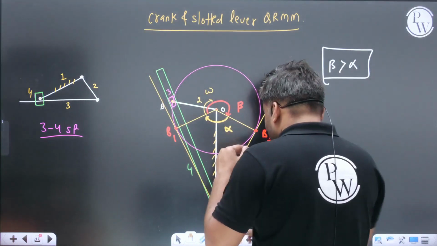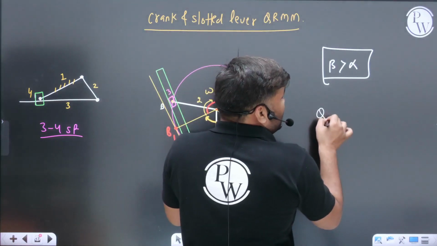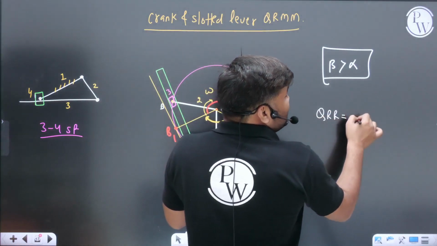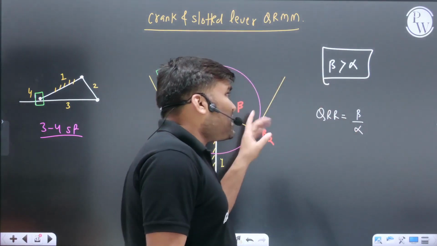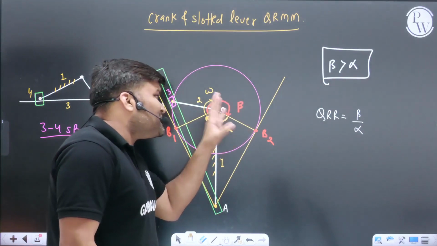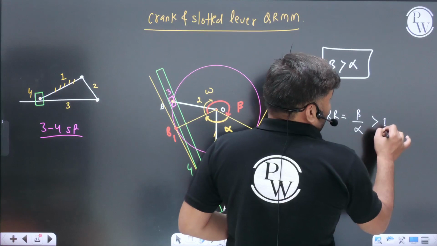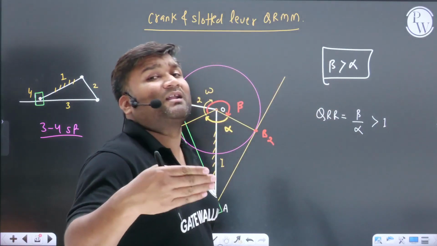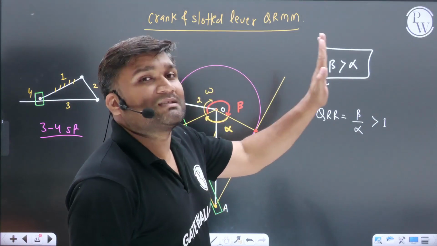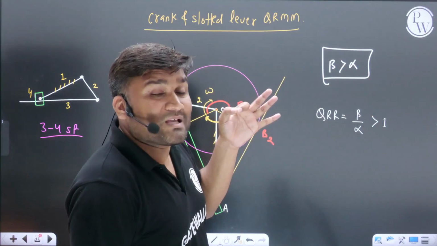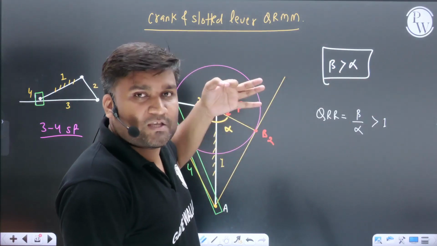Getting my point? In examination they will ask questions: tell me what is the quick return ratio. Quick return ratio is defined as the ratio of beta by alpha. From this diagram you can easily tell that beta is more than alpha, that is, beta by alpha is more than 1, and that's why we call it a quick return motion mechanism. Cutting time is more, return time is less. Cutting slowly it is doing, and return it is doing fast.